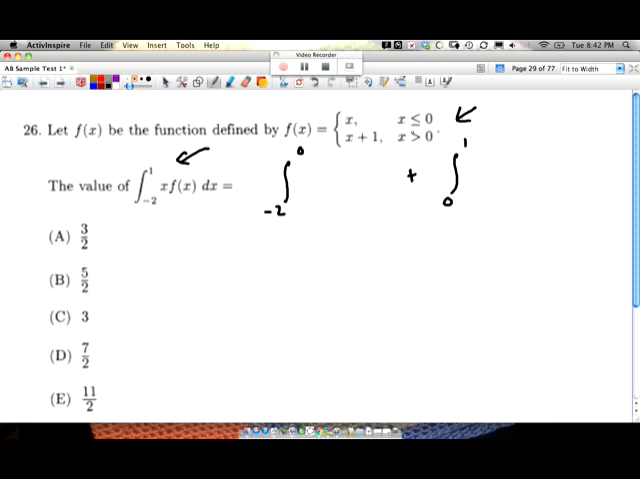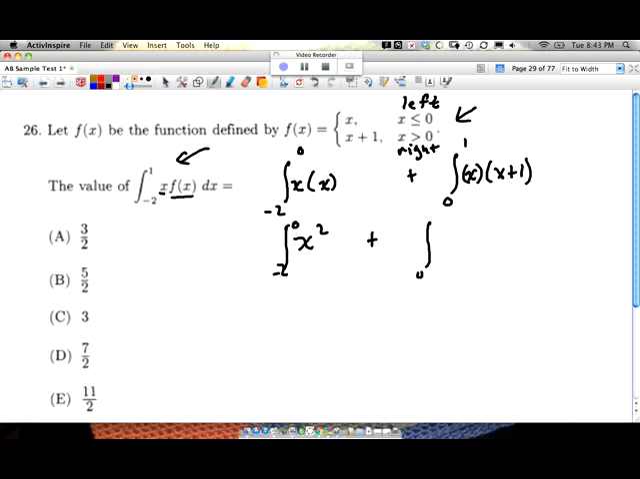Split it at 0. Because on the left side of 0, it's going to be x times whatever this f of x up here is. So it's going to be x times, on the left, this would be the left one, so that's the first one, times x. And the second one is going to be x times the right one, which is x plus 1. So we'd have the integral of x squared from negative 2 to 0. Then over here we're going to have plus the integral from 0 to 1 of x squared plus x.